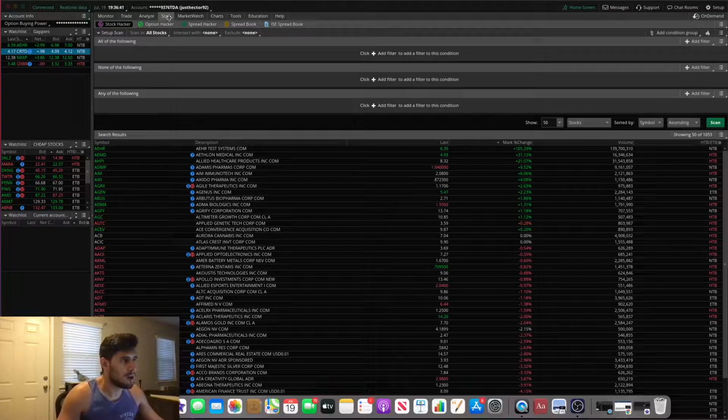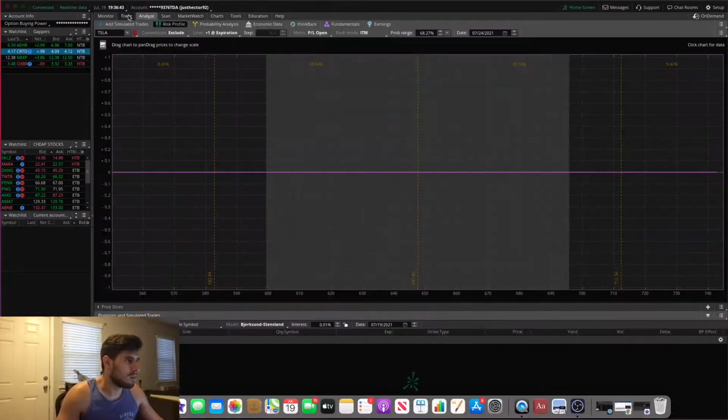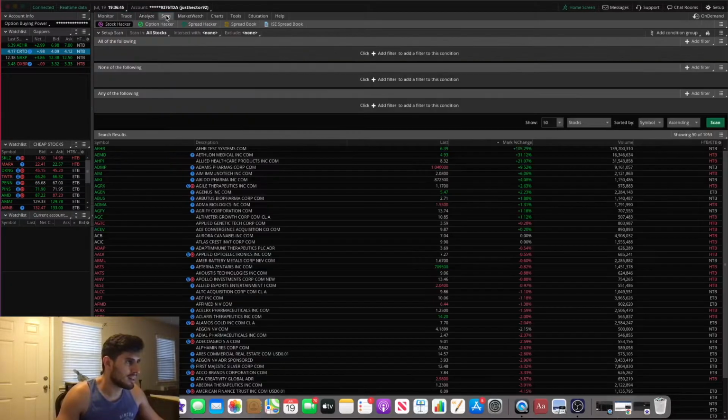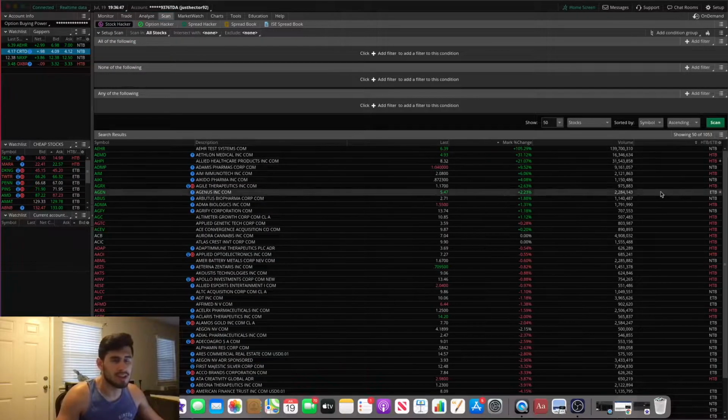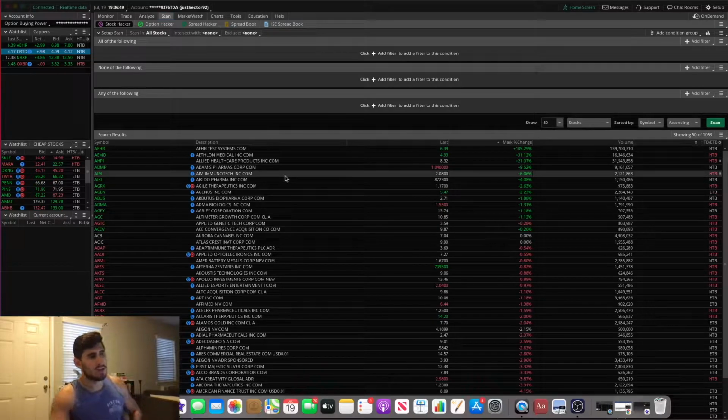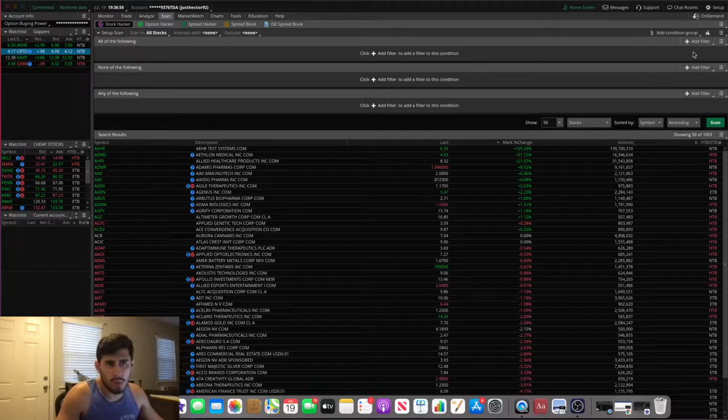So on the top left column, to begin, you're going to have all these different tabs, right? You're going to click on scan. This is where you scan stocks. This is where you find stocks, the stocks that you're going to be looking at and potentially trading in the market that day. So you're going to go up here to the top right.